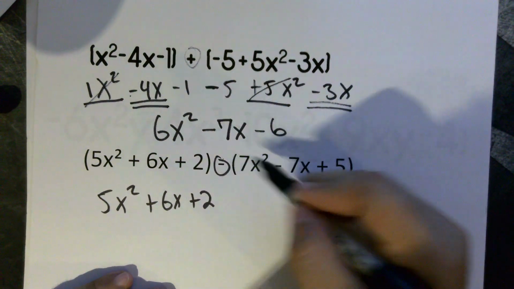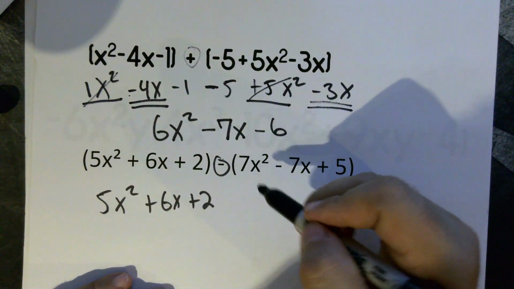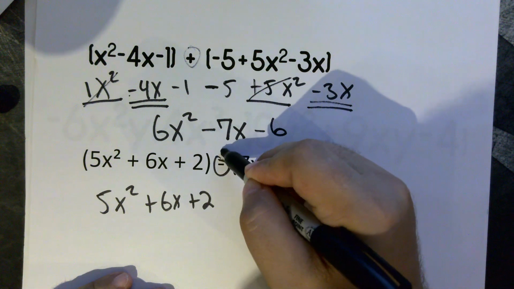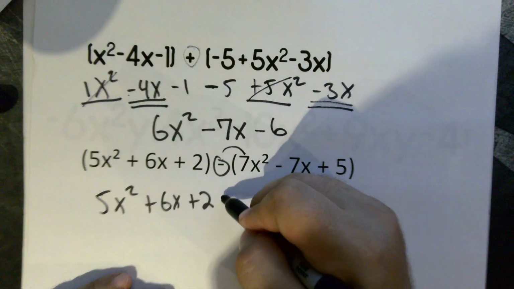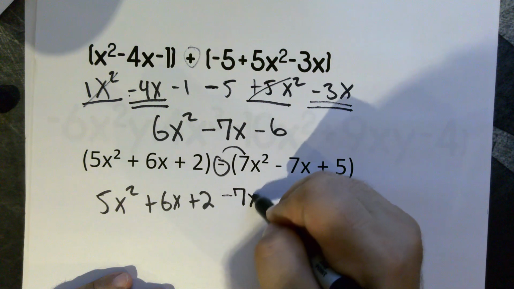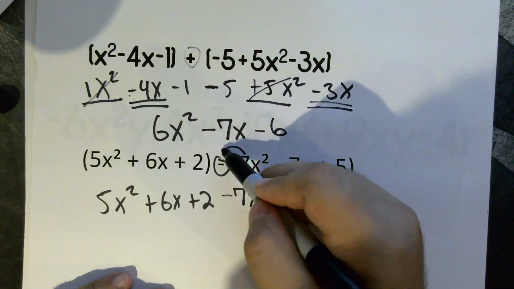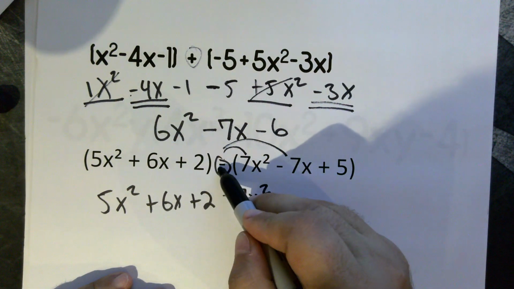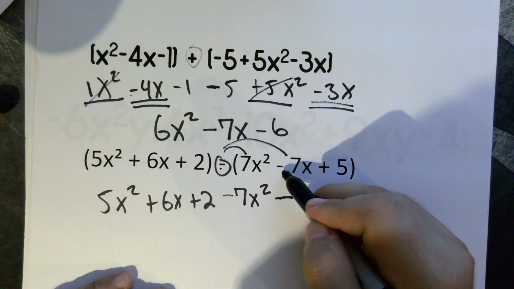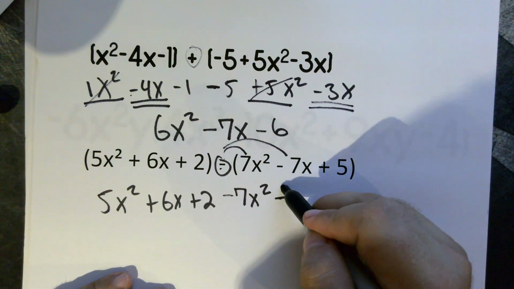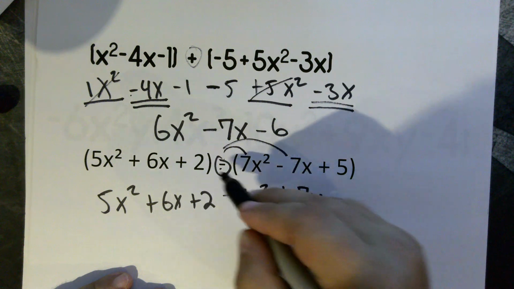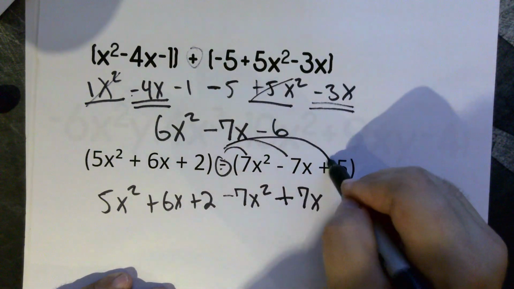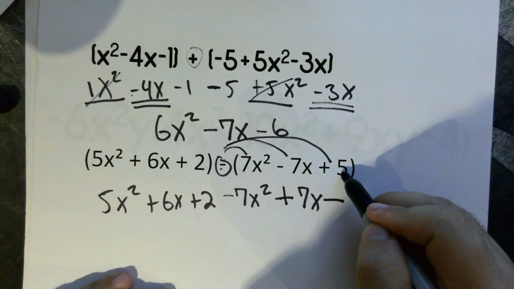A good trick to make sure you don't mess up is to write this out. You don't want to just try to guess and do it in your head one at a time. Instead, distribute this negative. We're subtracting 7x squared. We're subtracting negative 7x. Negative 7x, so now it's a plus 7x. We're subtracting positive 5.